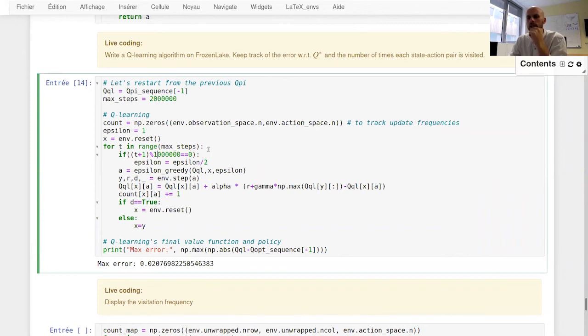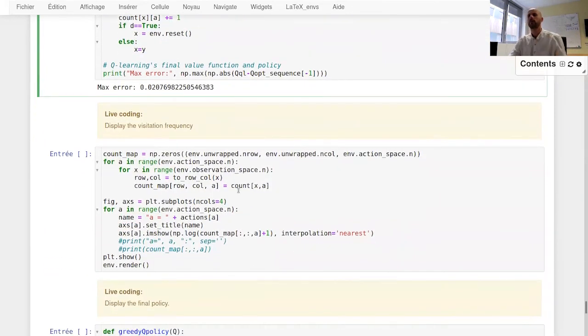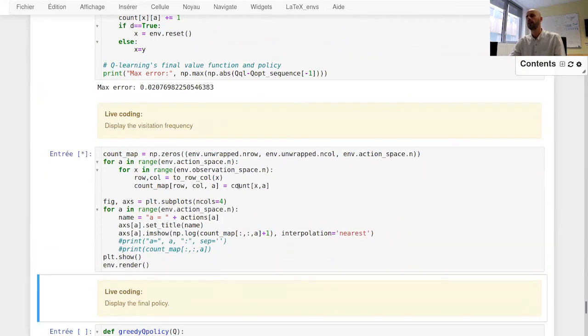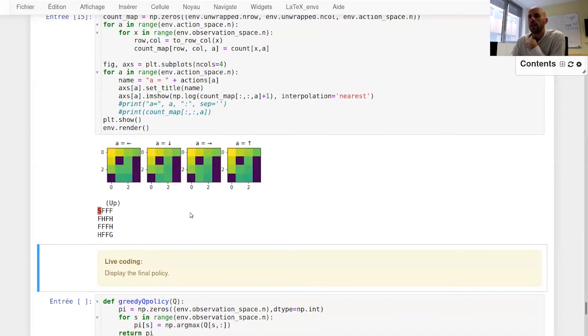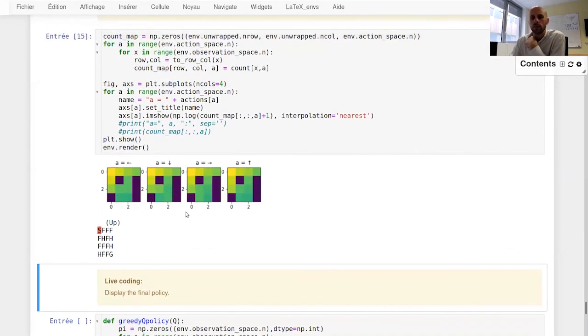It has finished running. So this is the maximum error. I will display in priority the visitation frequency and the policy for frozen lake that has been found. So visitation frequencies are displayed in colors for all actions. Obviously there is no visitation frequency in holes because we don't record those. But it seems that exploration was intense around the starting point and a lot scarcer closer to the goal. This is mainly because we have this very naive epsilon greedy exploration policy.